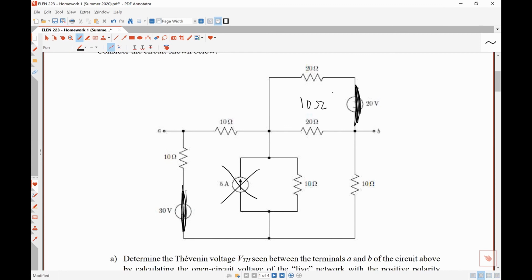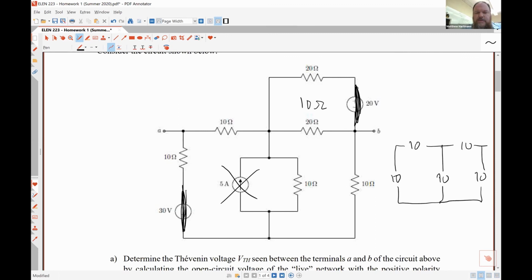Let's see. So that's going to look like 10, 10, 10, 10, 10. Like so, right? That's short.